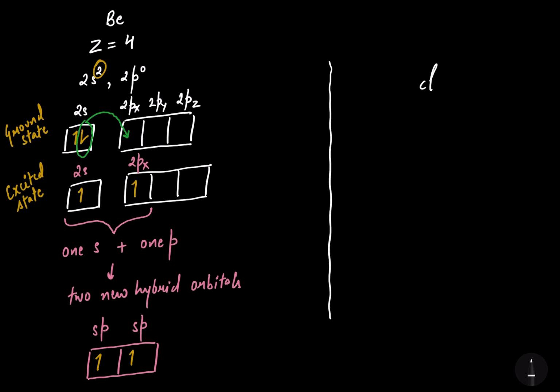We are talking about now chlorine. What's the atomic number of chlorine? That's 17. So the valence shell configuration of our chlorine will be 3s2 3p5.